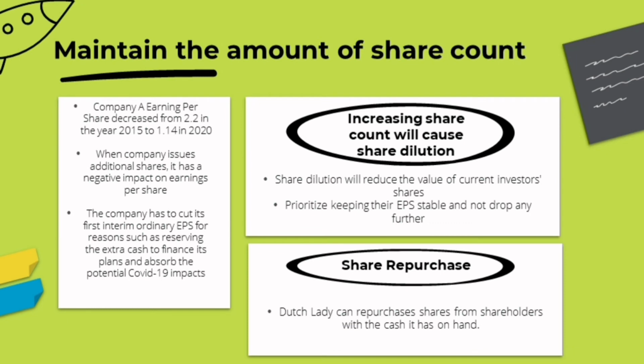Lastly, by maintaining the amount of share count, Company A's earning per share decreased from 2.2 in the year 2015 to 1.14 in 2020. When a company issues additional shares, it has a negative impact on earnings per share, such as in the case of rights and bonuses.